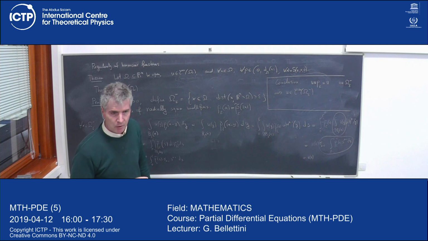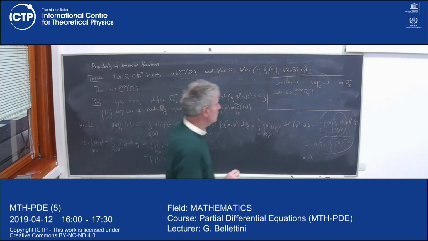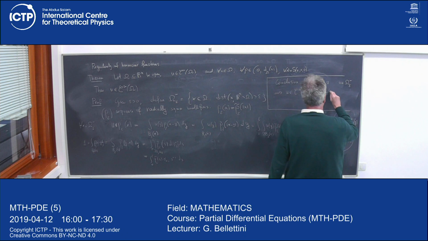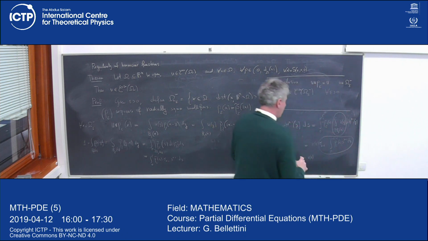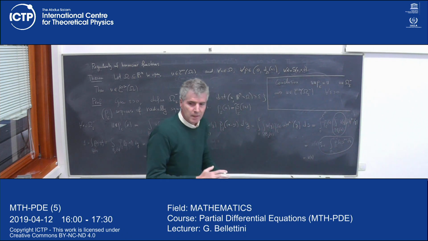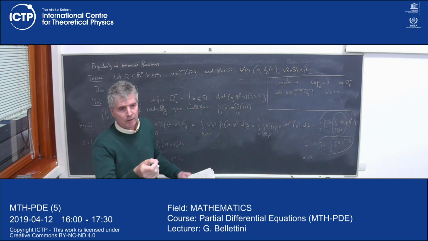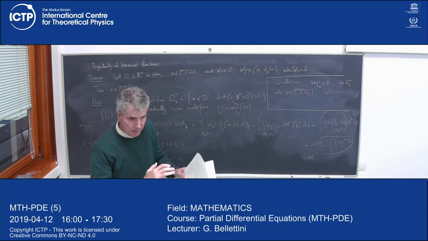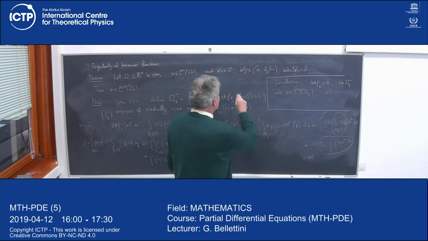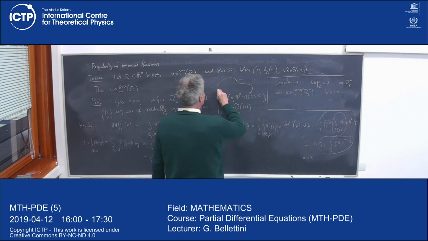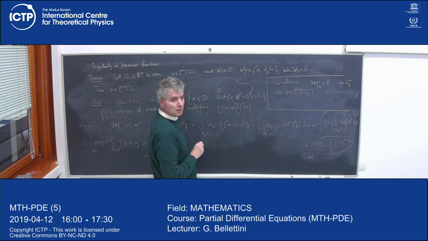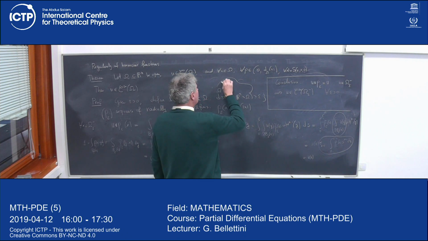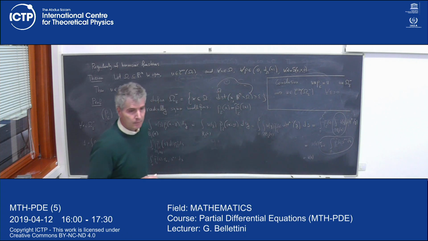But this is true for any positive epsilon. And so what does it mean to be C infinity? You take a point inside omega, and around the point you are C infinity. This means that if you take a point in omega, there is a small enough epsilon, so that omega epsilon minus is this ball, and in this ball u is C infinity.